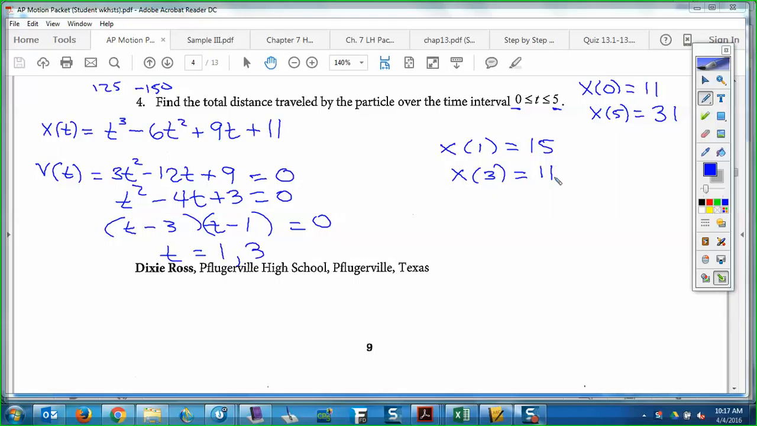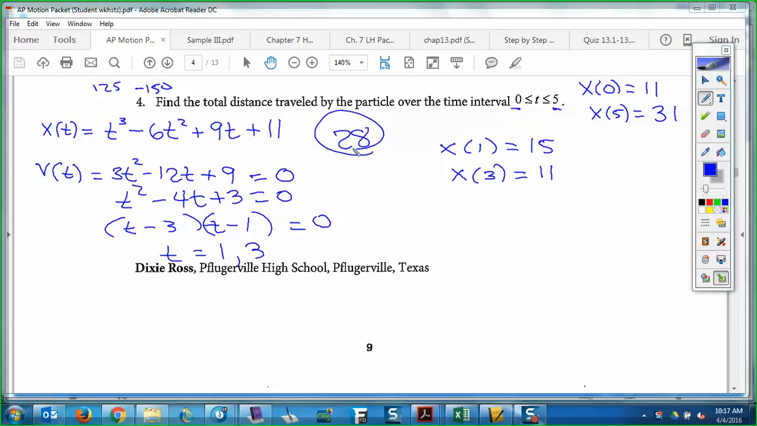So how far did it travel? It went 4, and then 4 is 8, and then 20. It went 28. It went 28 units is the total distance traveled. That is a perfectly valid way of doing that problem. Okay?